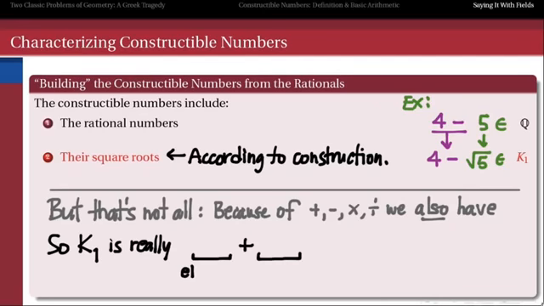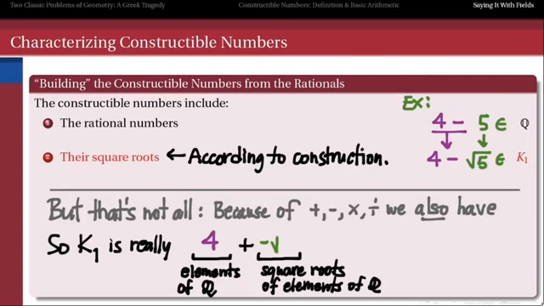So 4 minus radical 5 is also something I should be able to construct. The idea is that the elements that belong to this first level, which we're going to call K1 here, are not just pure square roots, but potentially the sums of square roots of rational numbers with rational numbers themselves. For example, 4 plus negative radical 5.